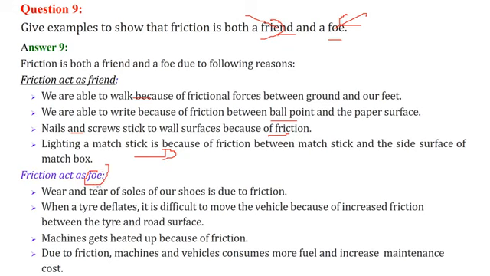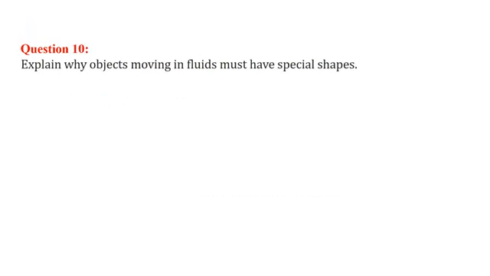As an enemy or as a foe, friction causes the wear and tear of everything, like the machines, like your shoes. When a tire deflates, it becomes very difficult for you to move the vehicle on the road compared to when it is not deflated. The machine gets heated up because of friction, and the maintenance cost becomes high if there is a large friction. That is why we put oil or grease, so that we can reduce the friction.